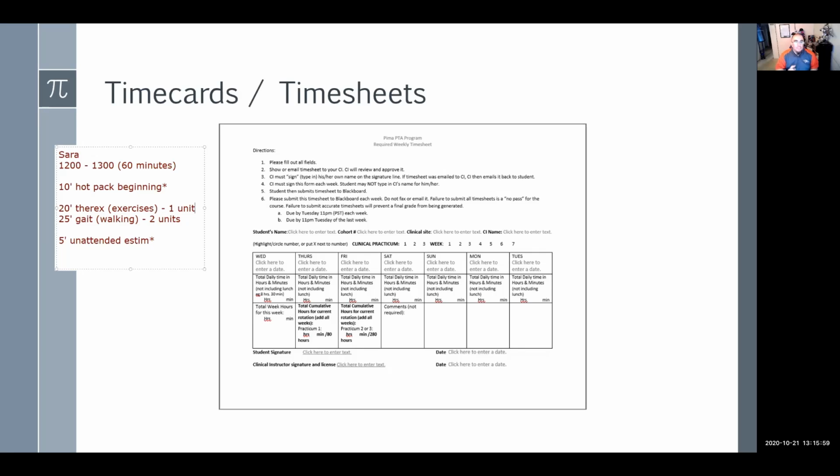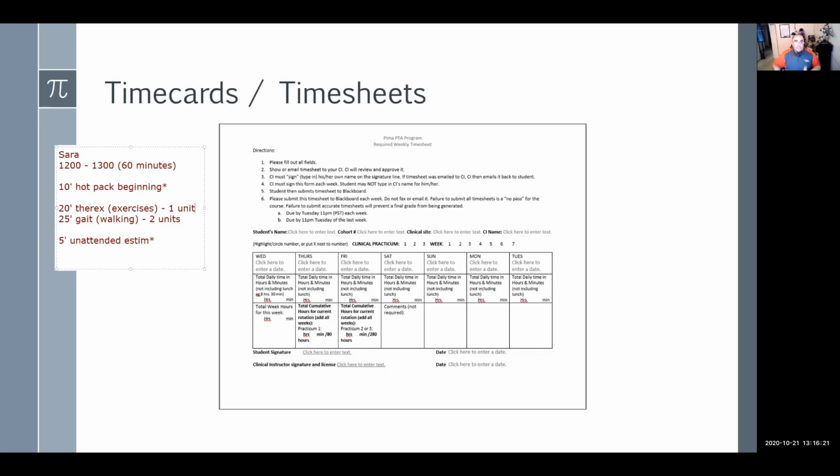Now, the problem is going to come if you bill 4 units of timed therapy with this patient, because you don't have 4 units of timed therapy. Does that make sense? If you're like, oh, well, I'm just going to bill 2 Therex and 2 gait, well, you don't have that. You can't bill that. That actually would be fraudulent, right?